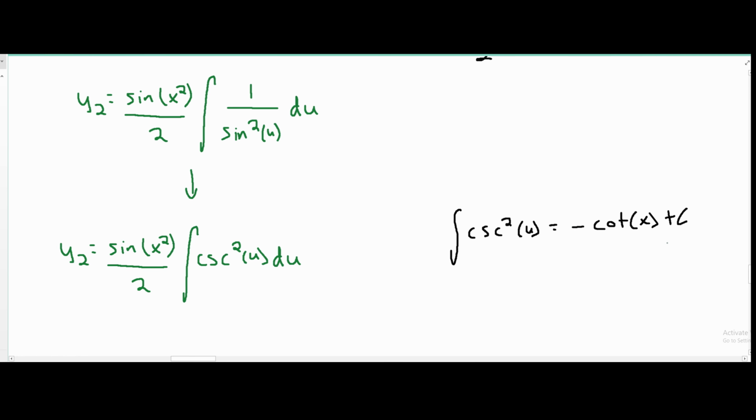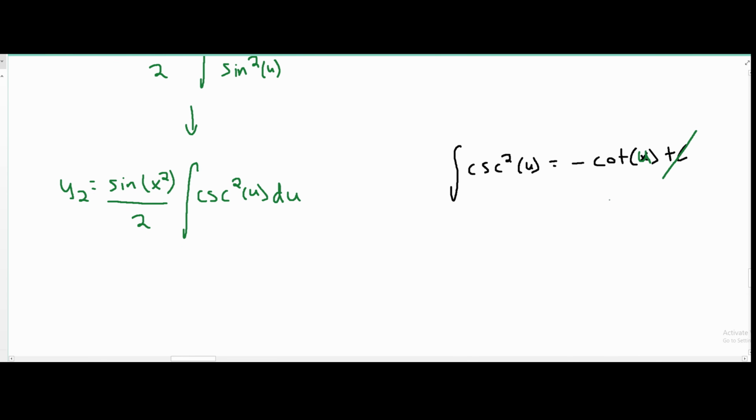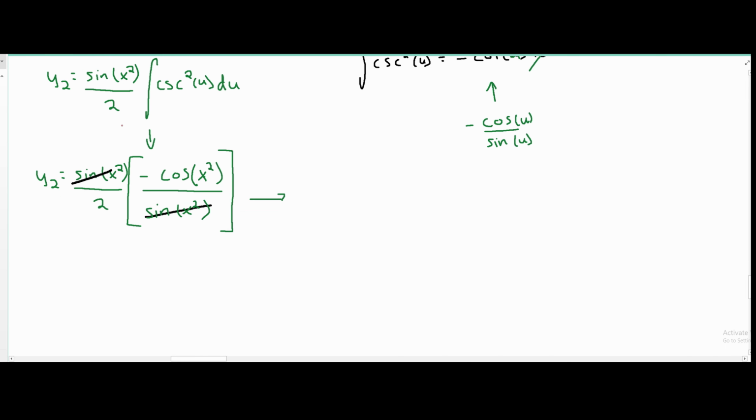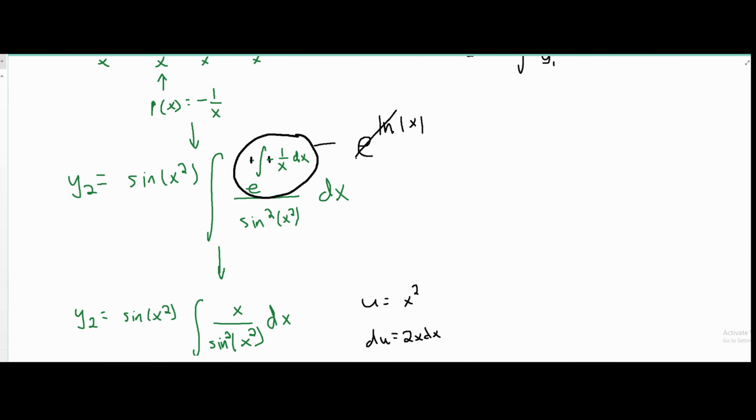Since we are only looking for the y value, we aren't taking the c value, so we can get rid of that. This should actually be a u, and we can rewrite our cotangent as negative cosine over sine. From here, we can see that our sine of x cancels out. As stated earlier, in this step, we don't care about the constants.